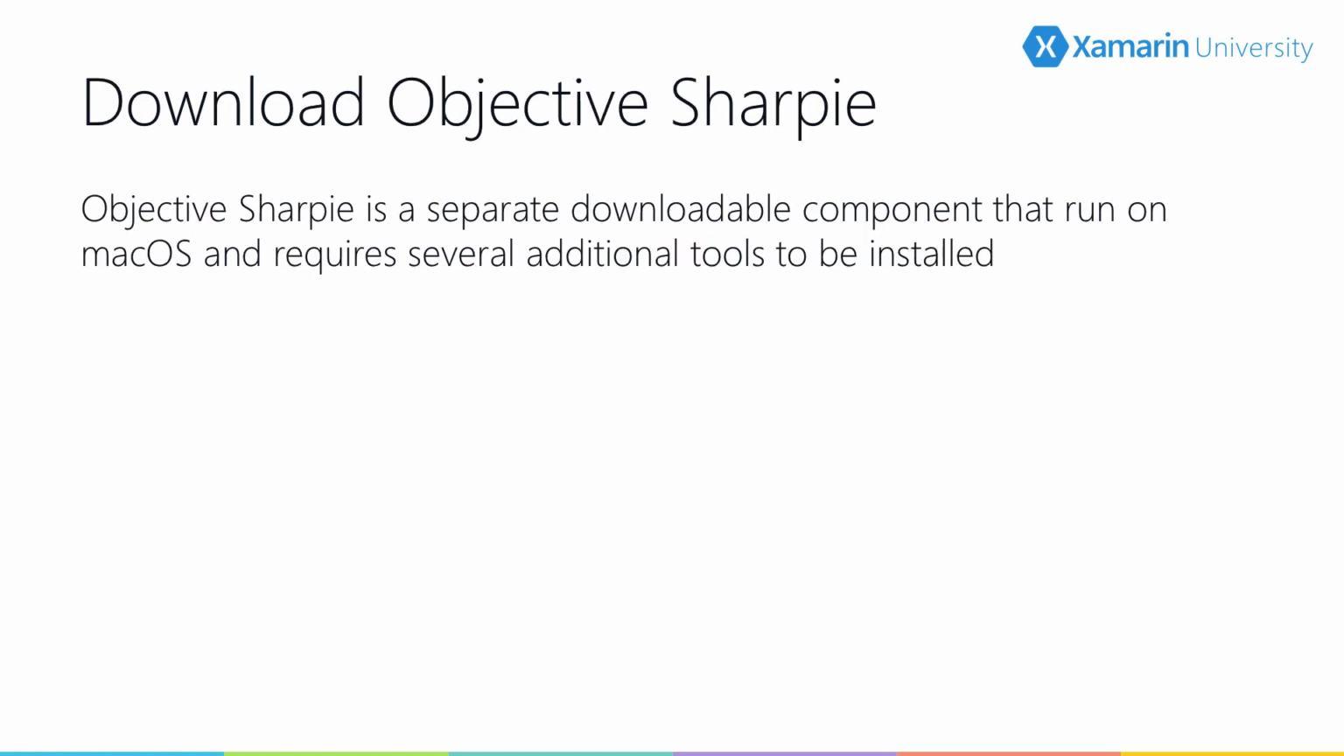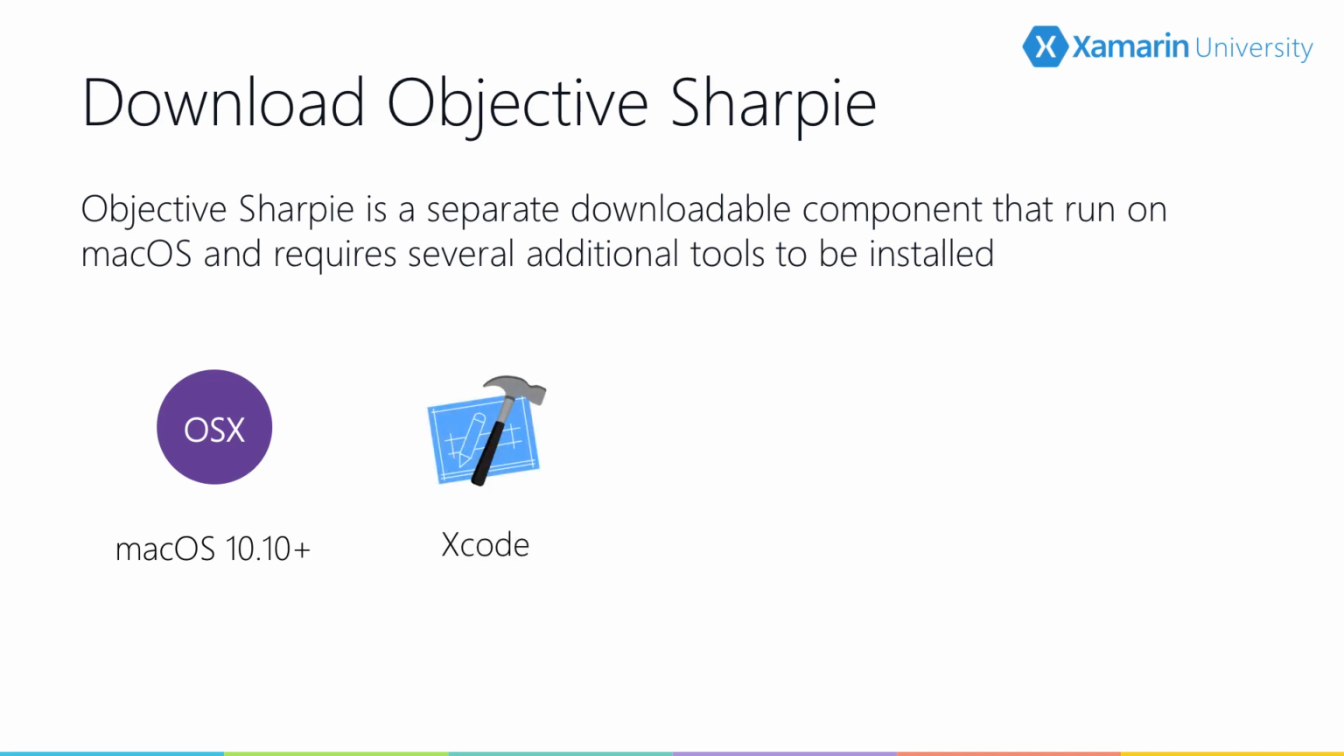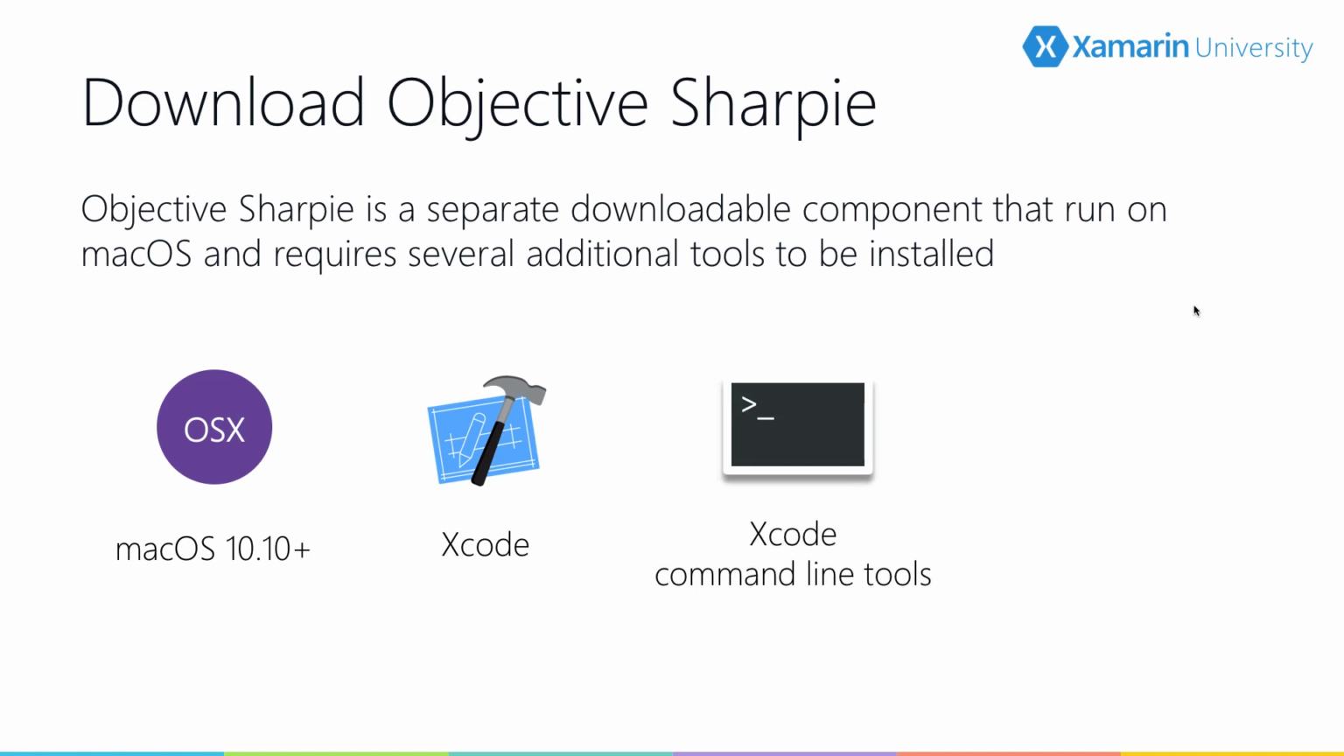The first step in using Objective-Sharpie is to download the install package. Please take note, Objective-Sharpie is a standalone component, and at this stage it is not a fully supported customer-facing product. You also need to be aware of the following prerequisites. You need to run Mac OS 10.10 or above. You need the latest stable version of Xcode. You need to install the Xcode command line tools.